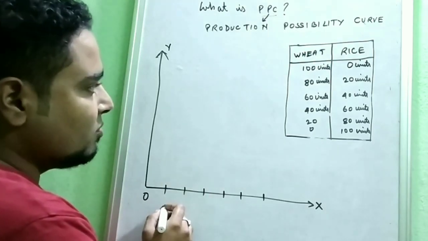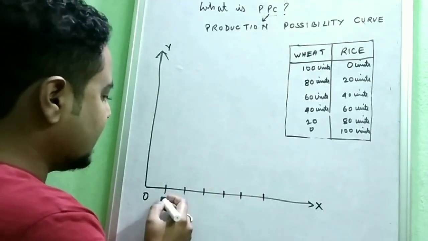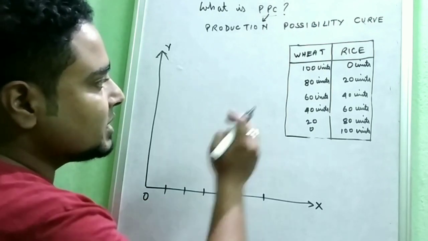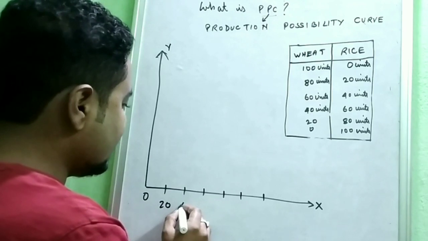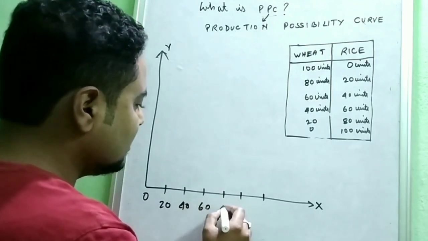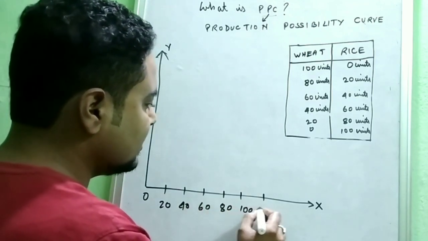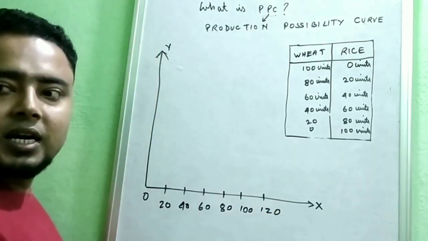Now here I will start from a point. Suppose I am starting from 0. So I will start from 20, 40, 60, 80 and 100. And you can take one extra point, that is 120.